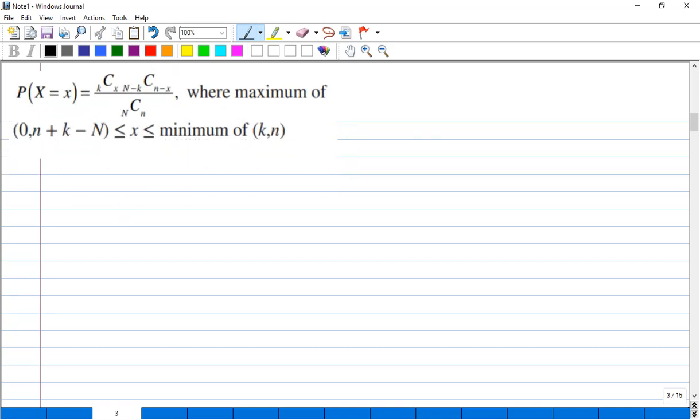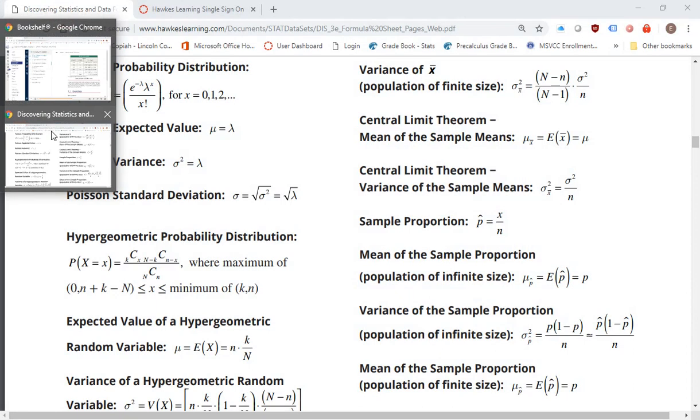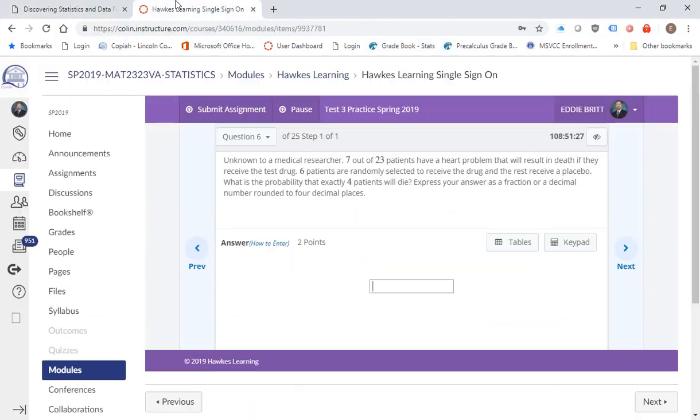All right. So I'm going to need the problem. So it says 7 of the 23 patients have a heart problem that will result in death if they receive a test drug. 6 patients are randomly selected to start receiving the drug, and the rest receive a placebo. What is the probability that exactly 4 patients will die?